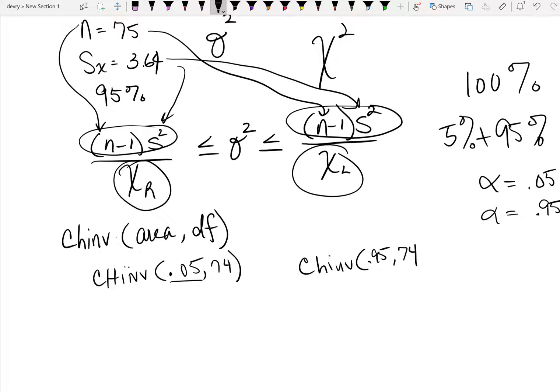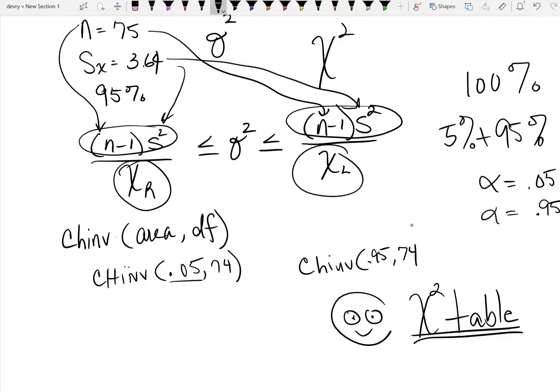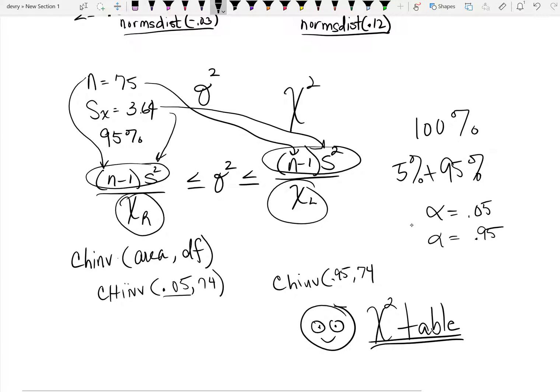If you look at the chi-square table, there's a chi-square table of values. You can actually see these, and you can see for yourself what the solutions are.